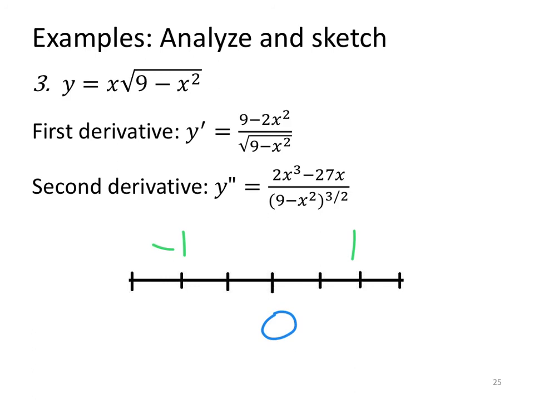When I put negative 1 into the second derivative, negative 1 cubed is negative 1 times 2 is negative 2. But negative 2 minus 27, that's going to be negative. My denominator in this domain is always going to be positive. A positive 1 will give me 2 minus 27, which is negative. Let's make sure we remember where we are. Positive second derivative, that's concave up, and a negative second derivative is concave down. Don't forget where you are.